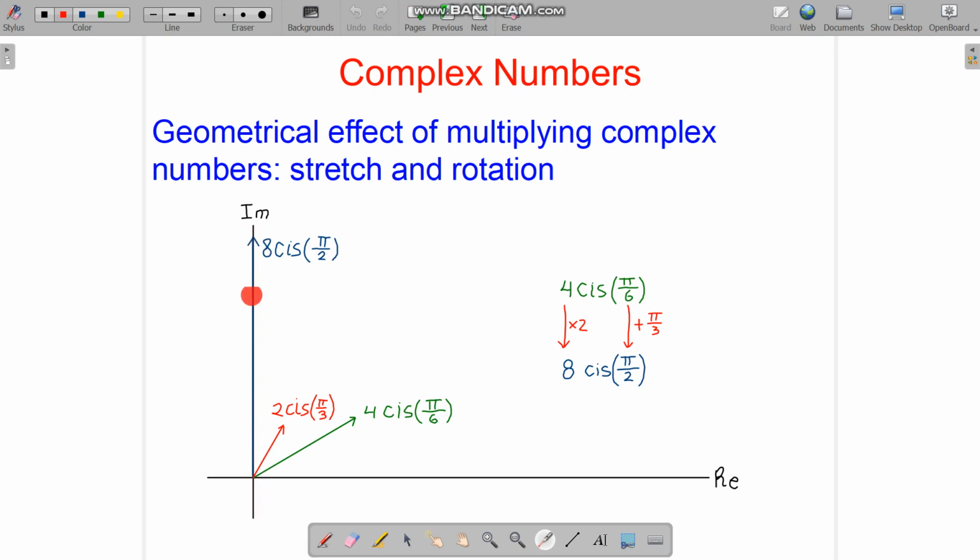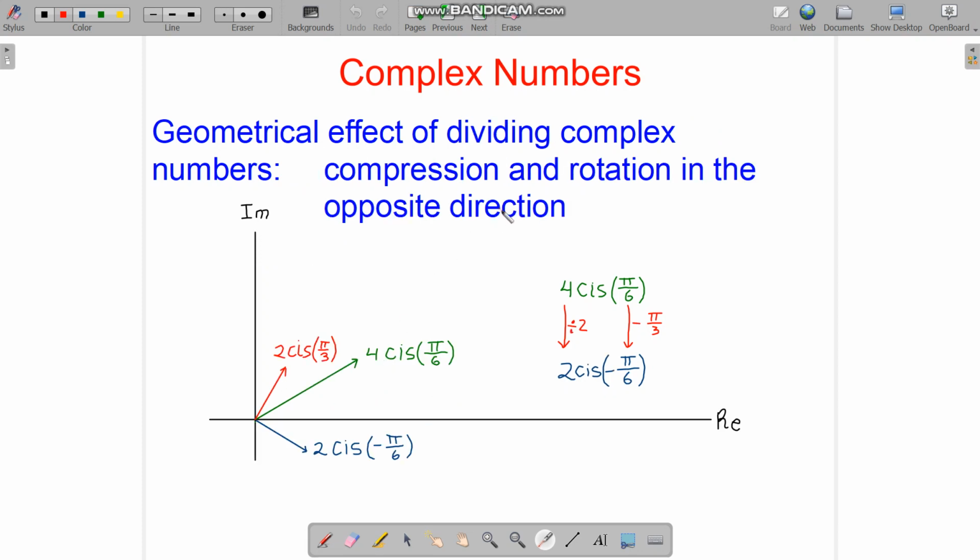So as you can see, the length is the product of the moduli, 4 times 2, and the argument is the sum, so the pi over 6 plus pi over 3. So we rotate according to this 2 cis pi over 3. So pi over 3 in positive means in this direction, counterclockwise. And we also stretch by the scale factor 2 in this case.